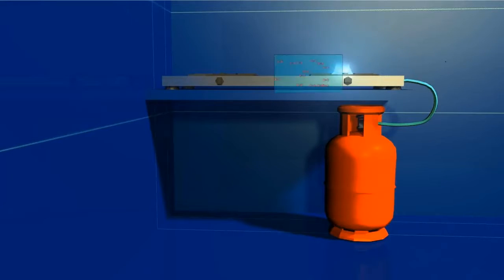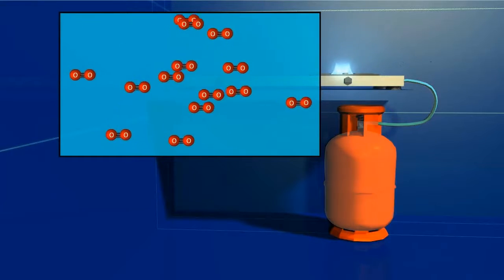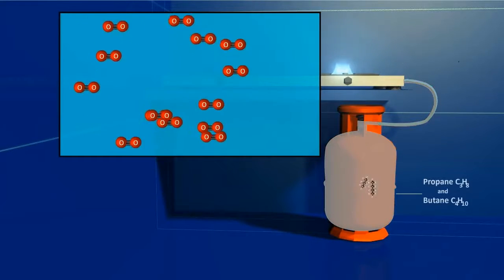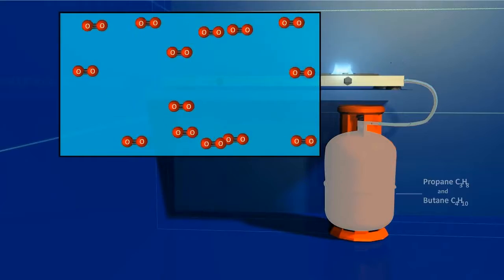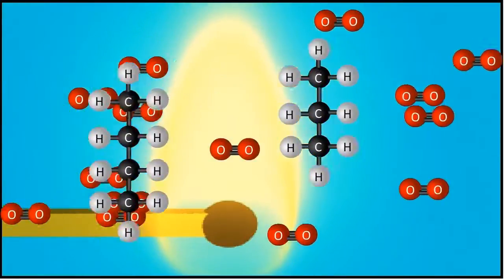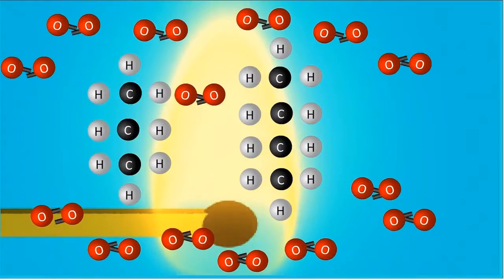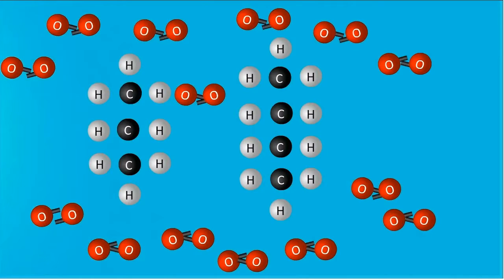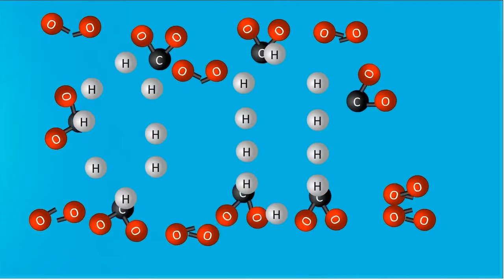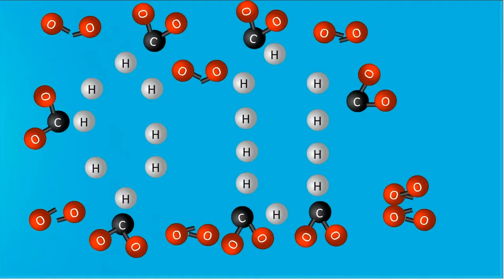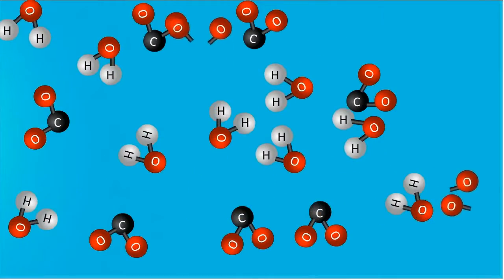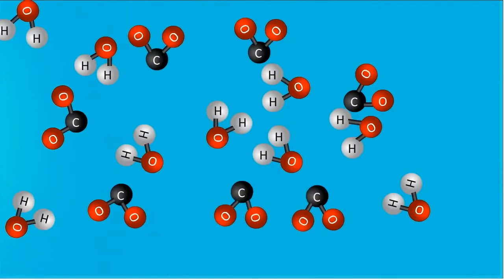Let us see this at the molecular level. LPG is a mixture of propane and butane gases. On lighting the gas in the presence of oxygen, the chemical bonds between the carbon atoms and hydrogen atoms break down. Next, new bonds are formed between the carbon atoms and oxygen atoms to produce carbon dioxide gas, and between hydrogen atoms and oxygen atoms to produce water vapor. Heat is also released.